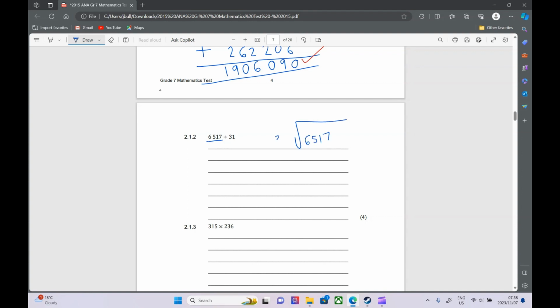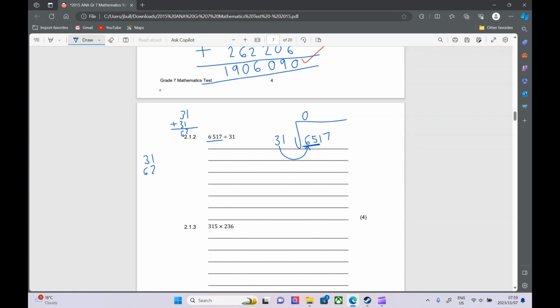6517 divided by 31. How you think of this is: how many times can 31 fit into 6? It can't go into 6, so 0 times. Now we're trying to see how many times 31 fits into 65. If it's a big division number, I would usually write down a few multiples. 1 times 31 is 31. 2 times 31, I would work out by going 31 add 31, which is 62.